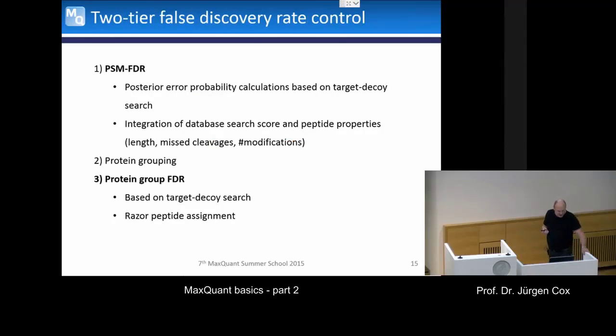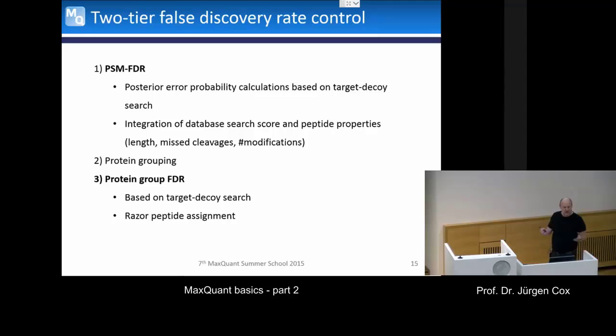Right, so this just summarizes what I already said. We have two levels of FDR control. On the PSM level, the default is 1% that we're using. And following that is the protein grouping. Out of the peptides that we identify here, we make a peptide to protein matching, and proteins that we cannot distinguish based on the peptide features from the sample are grouped together into protein groups. As simple as that.